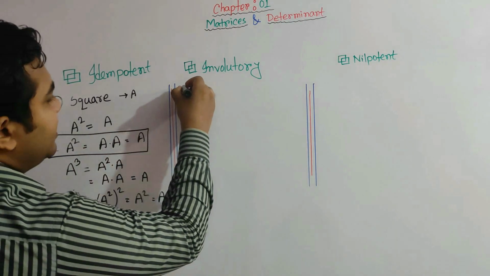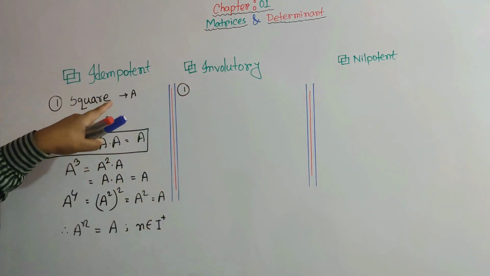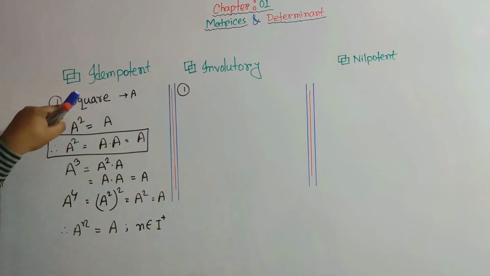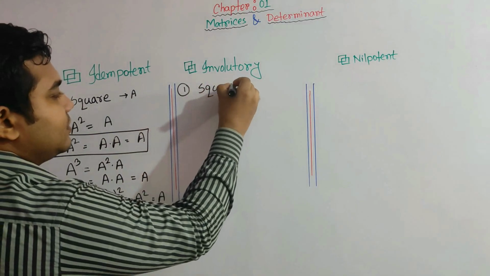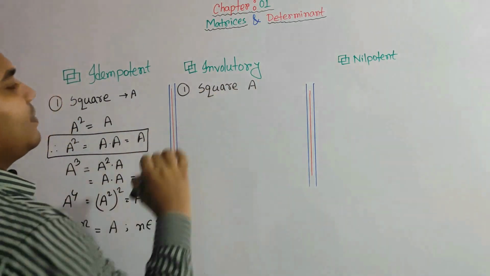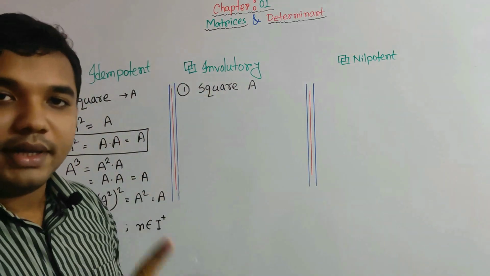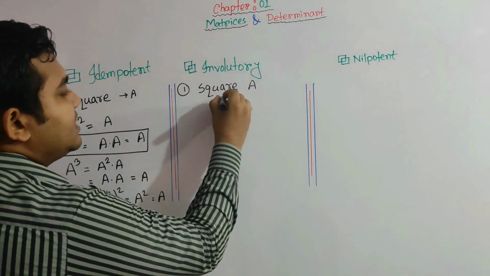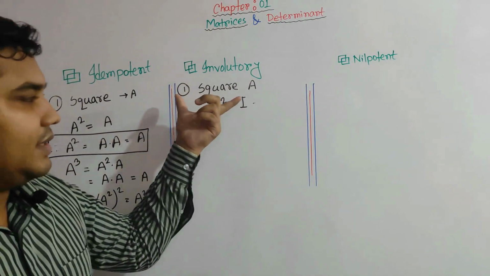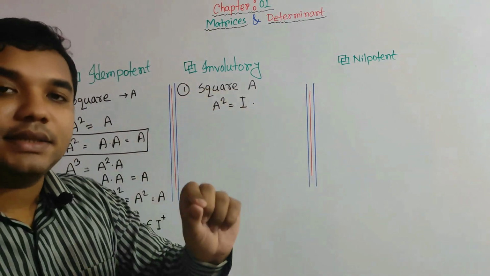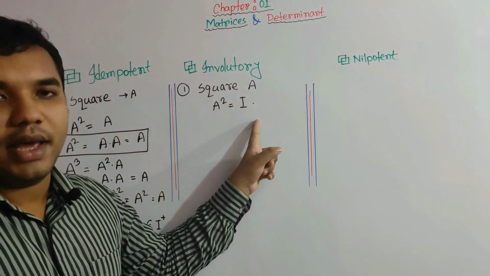In the case of involutory matrix, it is very similar to the idempotent matrix. It is also a square matrix. Suppose a square matrix A is said to be involutory if A square equals I. So a square matrix A is said to be involutory if A square equals I.